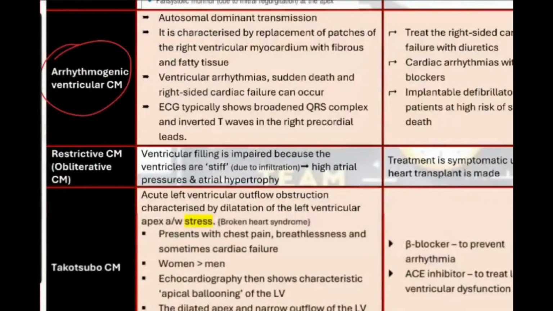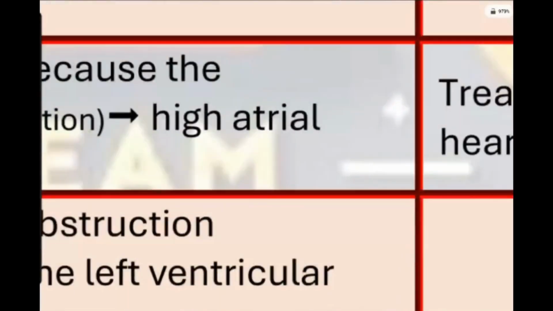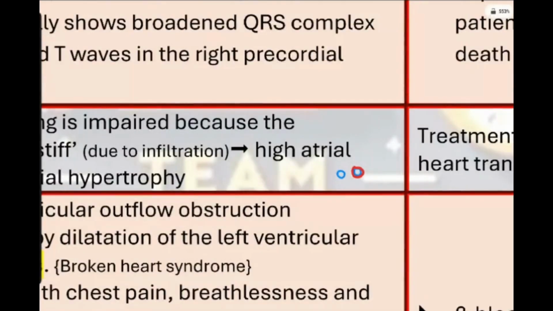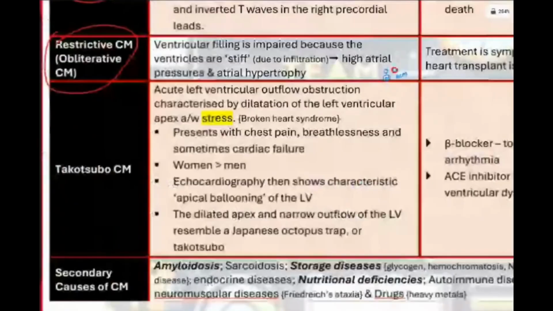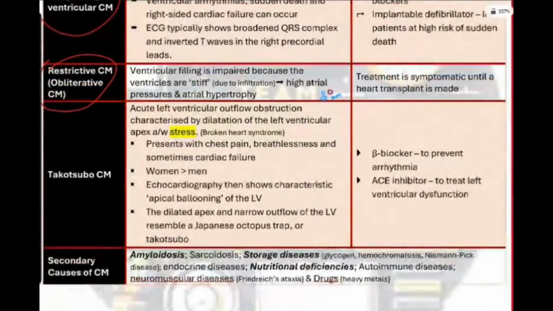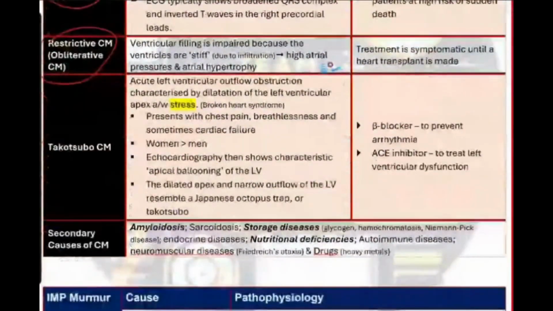Arrhythmogenic ventricular cardiomyopathy, and then restrictive cardiomyopathy. What do you mean by restrictive cardiomyopathy? See, if this is a normal heart, something outside the heart is restricting its movement, for example constrictive pericarditis or cardiac tamponade. So this is restrictive cardiomyopathy. This is normal, this is restrictive. So this is about the main causes of cardiomyopathy and how you are going to treat it.